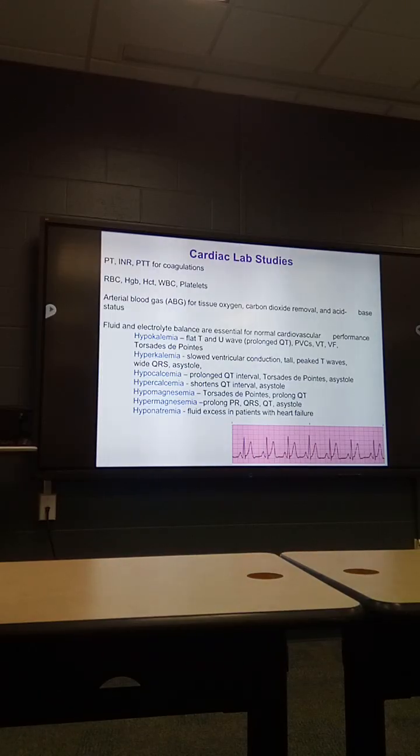Other cardiac studies, we're looking at PT, your INR, we're going to look at those coagulations. Red blood cells, hemoglobin, hematocrit, white blood cells, and platelets, your ABGs, and all those electrolytes that are all going to rear their roaring head again. You'll always have to remember the normal for those.